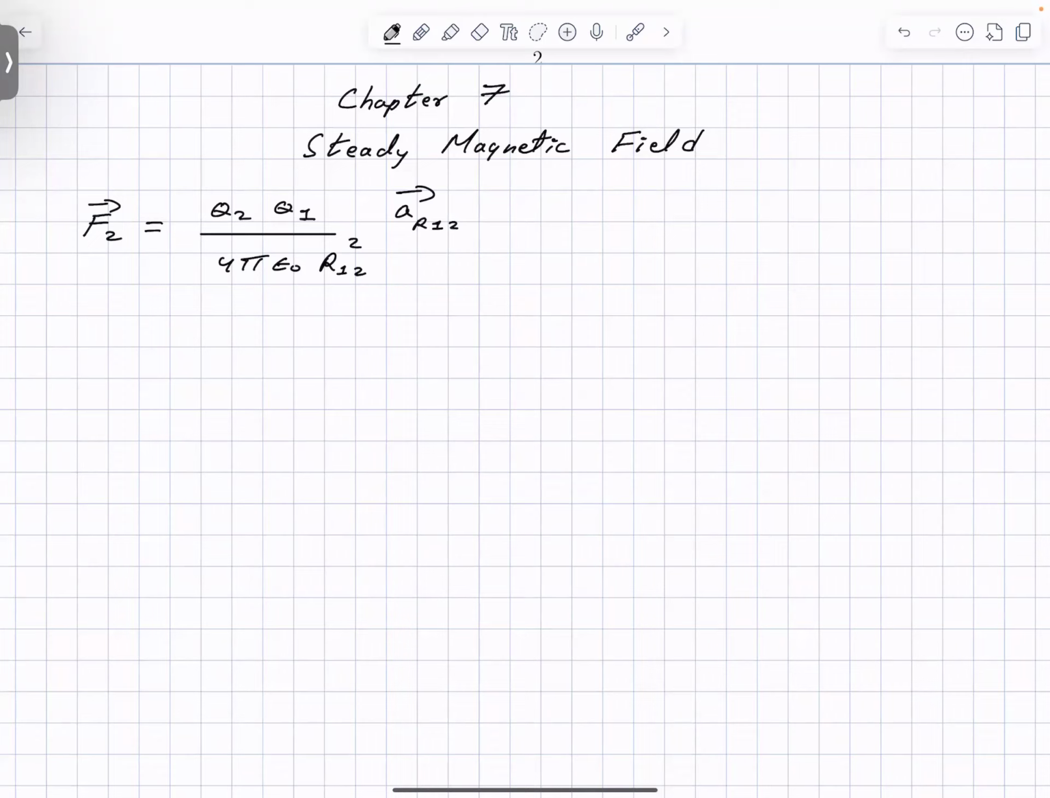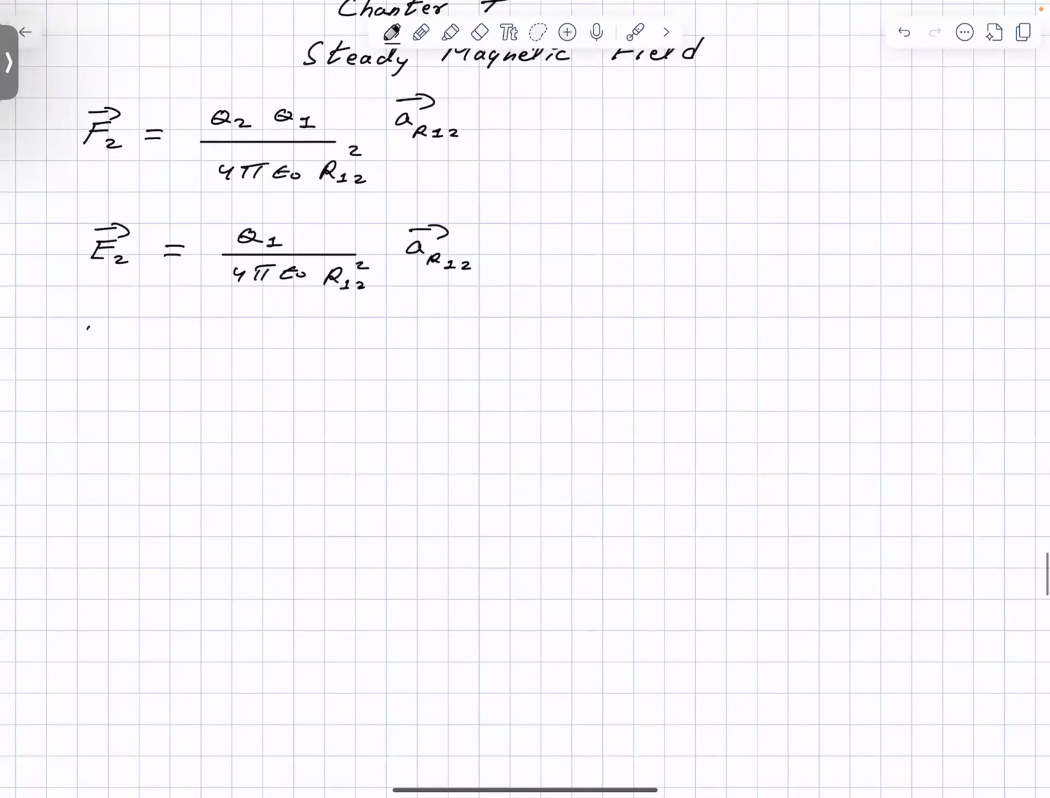We could also write it in terms of electric field intensity at point 2, as E2 equals Q1 divided by 4 pi epsilon naught R12 squared, AR12. The force and electric field intensity are closely related because they are related by a scalar charge. So that is basically Coulomb's law, the very fundamental law for electrostatics. There is a similar law for magnetostatics as well, and that is known as Biot-Savart law. That's our starting point.